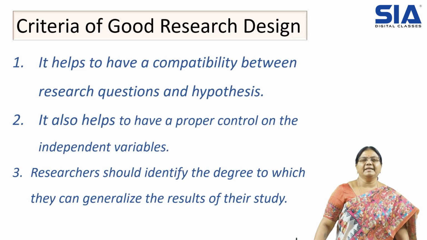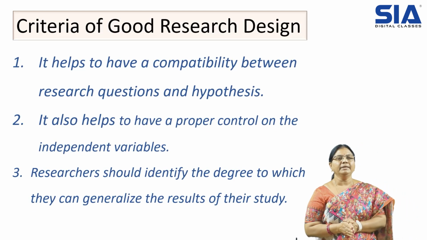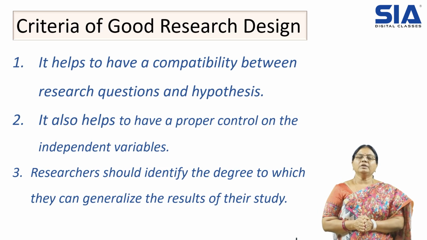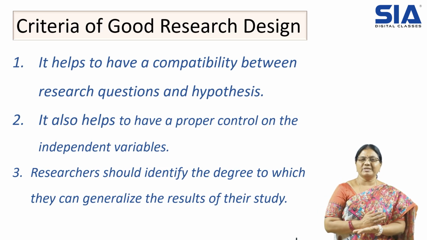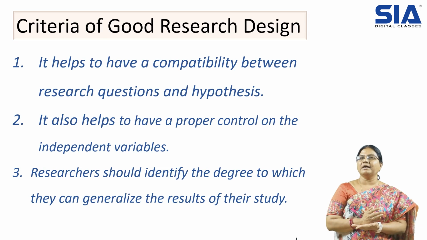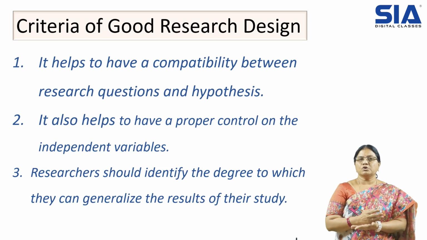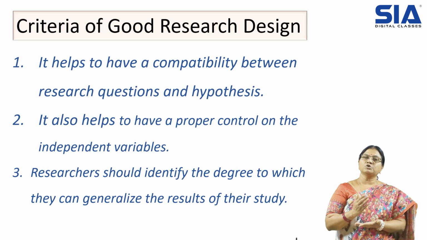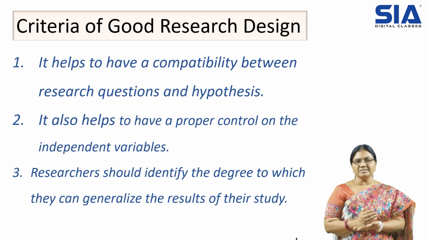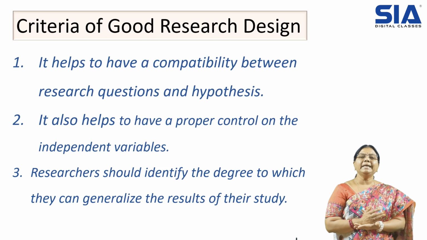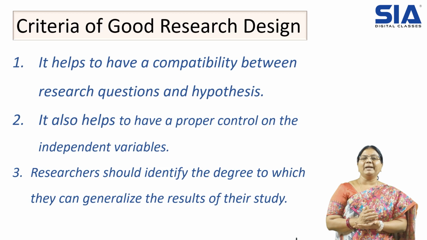Criteria of a good research design: it helps to have compatibility between research questions and hypothesis. So there should be a proper match between research questions and hypothesis. The research questions are framed by identifying the research gaps in the existing research. So once the gaps are found, they are framed in the form of research questions, and based on the research questions, the hypothesis is developed. So there should be a proper match between the research questions and the hypothesis developed. It also helps to have proper control on the independent variables. So another criterion is to have control on the independent variables.